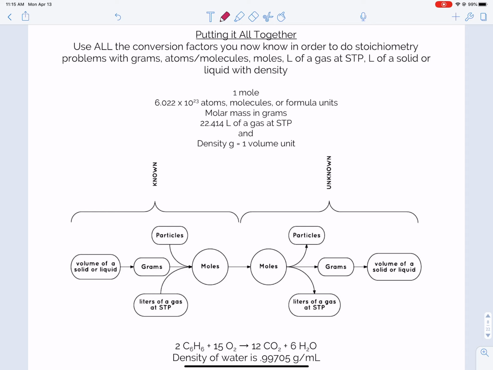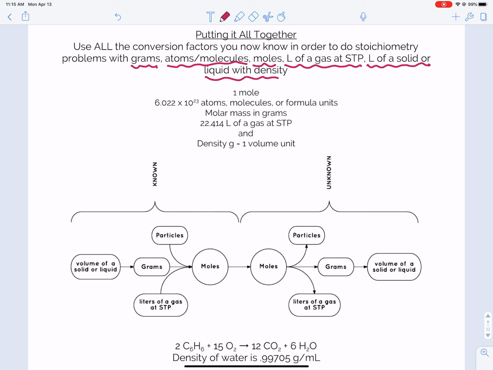So any problem can start with grams, right? It could start with atoms or molecules. It could start with moles. It could start with liters of a gas at STP. And what we did last time, liters of a solid or liquid, and we would use density.